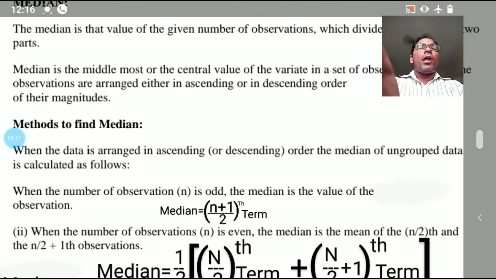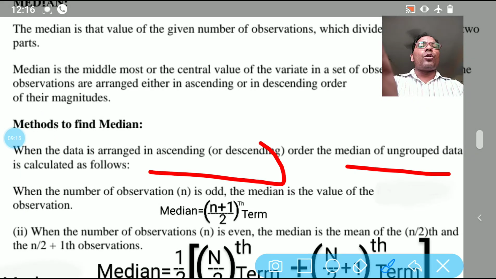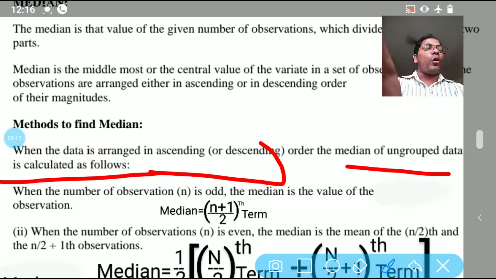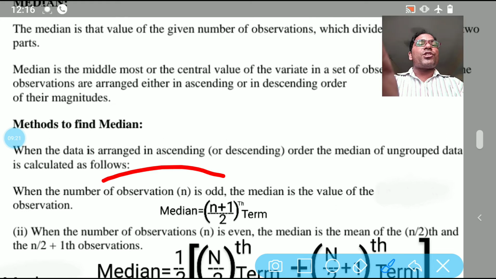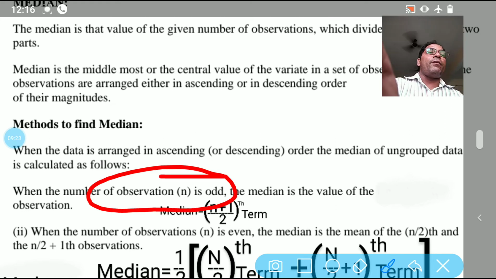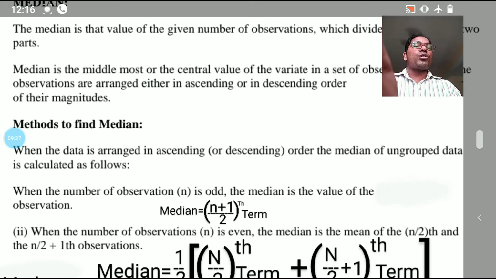First method, when the data is arranged in ascending order, the median of ungrouped data is calculated as follows. When the number of observations is odd, the median is the value of the middle observation. The formula to find the median equals the (n plus 1) upon 2th term. How will you apply this formula? I am going to tell you.